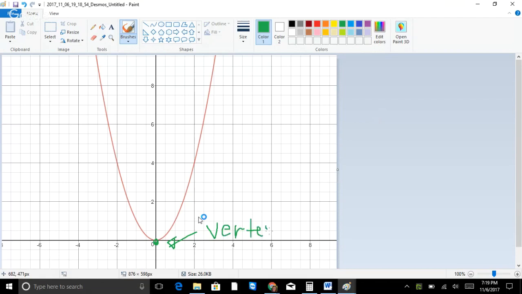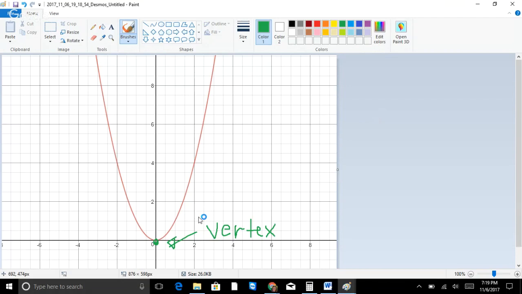You may have heard vertex before when referring to corners of a polygon. But in a parabola, it's either the lowest point, or we might have a parabola where it's the highest point, and I'll show you what that looks like in a minute.